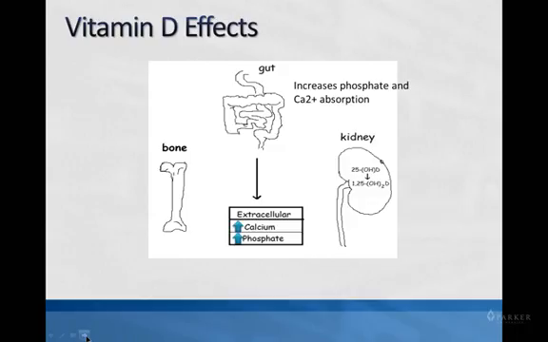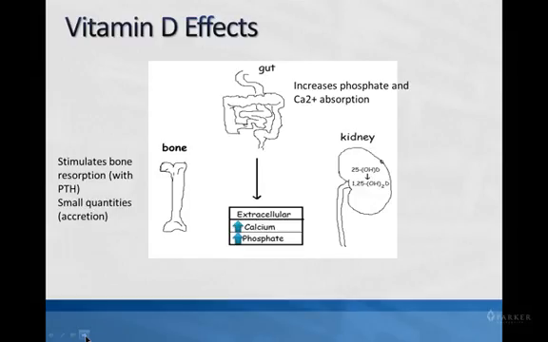All right, so this also goes through the overall effects, so you can have it in case you missed it. It increases phosphate and calcium absorption in the GI tract. It stimulates bone resorption along with parathyroid hormone. Small amounts are needed for accretion. It also decreases excretion of calcium and phosphate. That's just another way of saying it increases reabsorption. Excretion means it's going to be in your urine, so less is going to appear in the urine if vitamin D is around. Okay?